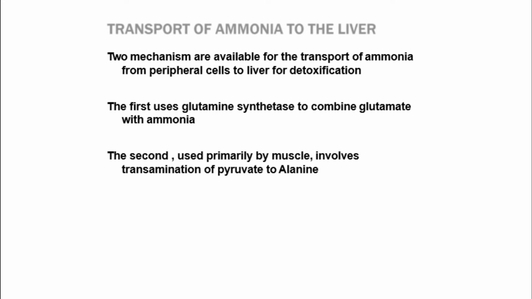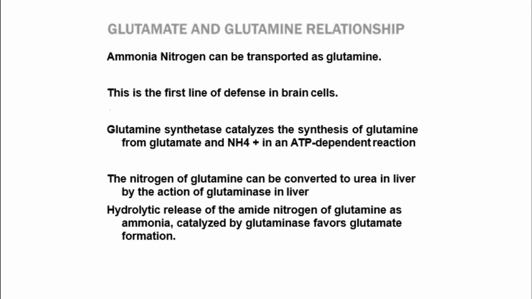The ammonia that is circulating in the blood can ultimately be transported to the liver in two ways. The first way is by the formation of glutamine; glutamine synthase performs this function. The second way is done by the muscles. This involves converting the ammonia by transamination into pyruvate and alanine. So the first mechanism, as you can see here, involves glutamate and glutamine.